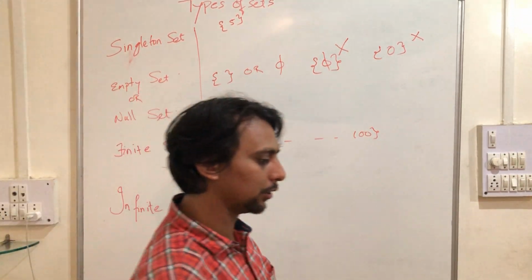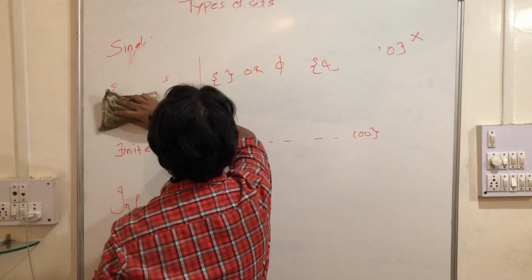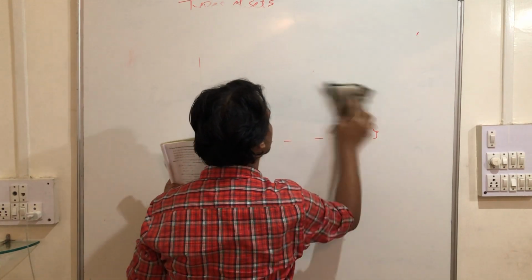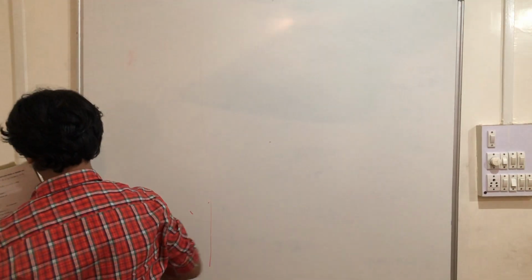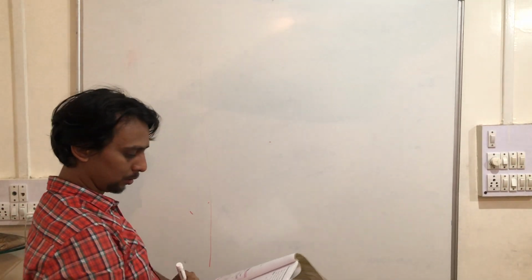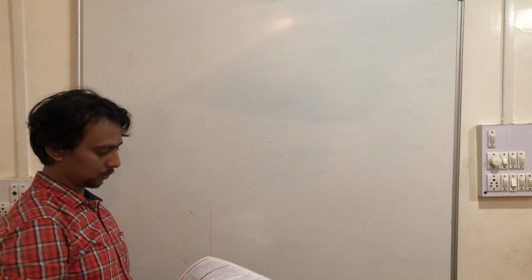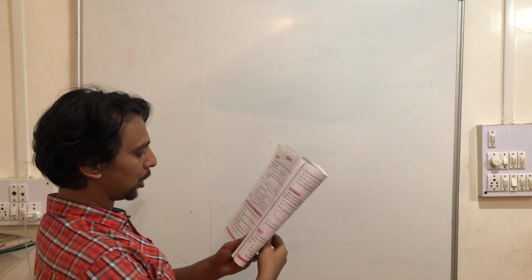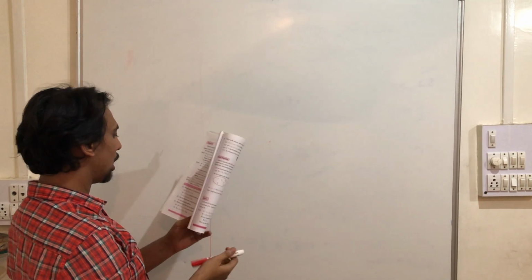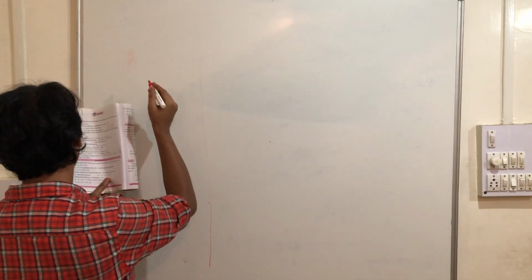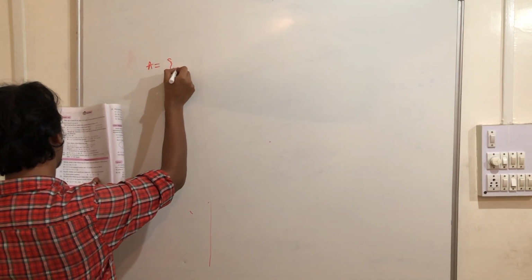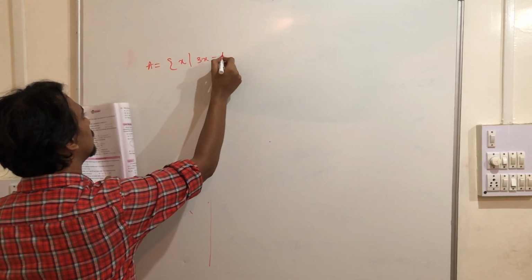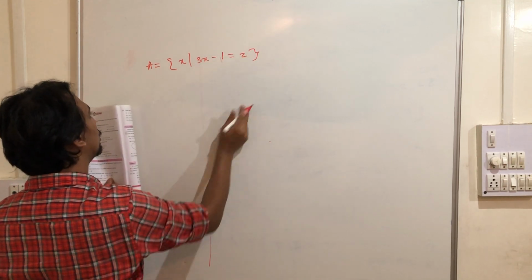Okay, this was pretty easy. We will start with the exercise. So read the first question in your exercise, Exercise 1.2. Decide which of the following are equal sets and which are not, and justify your answer. So what are they given to us? A is equal to x such that 3x minus 1 is equal to 2.